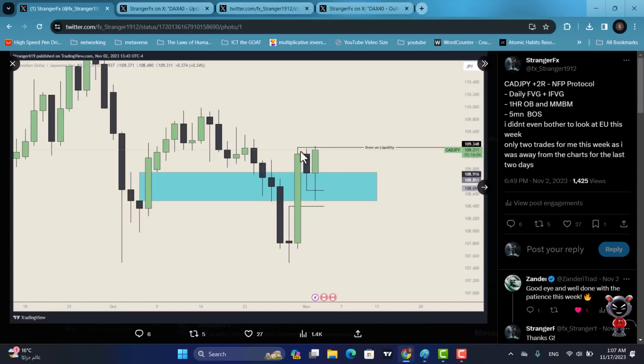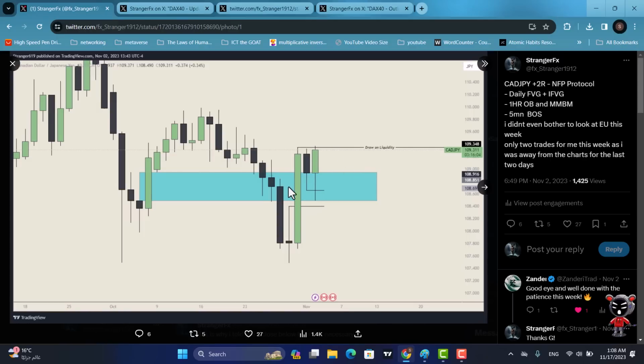As you can see here, we also have this failed swing right here. This candle failed to take liquidity from here. So we have buy stops right here that have never been topped. All right, so we have a reason to go to the upside. And as you can see, we hit that draw on liquidity.